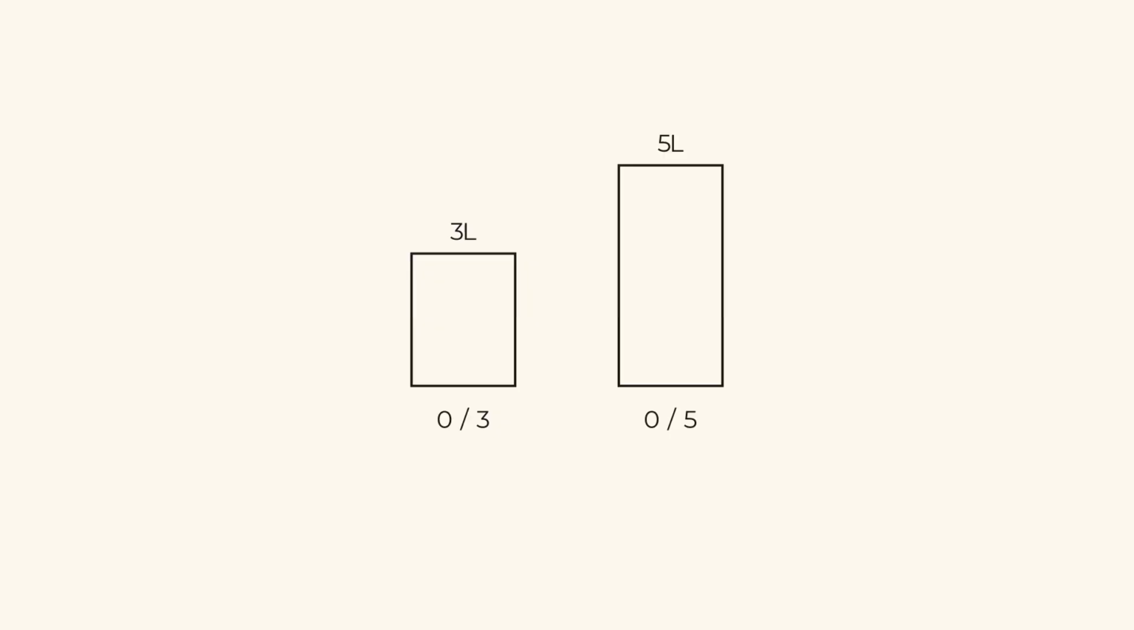forces the 8-step path. If you fill the small bucket first, 3 liters, and pour it into the large bucket, you have 3 liters in the large bucket and 0 in the small. You are now trapped in the slow path.